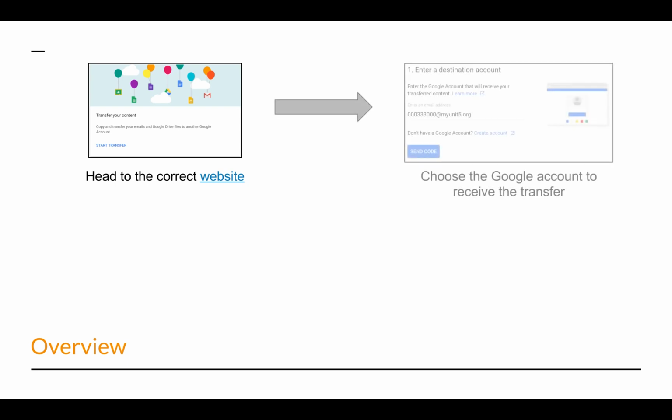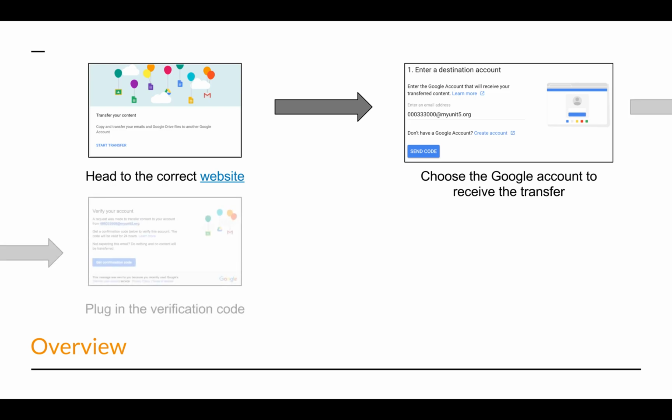So let's first take a broad overview here. The first thing we're going to need to do is get to the correct website, which sounds simple, but Google's changing this stuff all the time, and we want to make sure we get to the website that allows us to transfer our content. And I've linked that here, but I will show that to you in just a moment as well. Once we're there, we're going to sign in with our district Google account, the one that we want to take our things out of, and then we're going to plug in the email address of the Google account that we want to transfer our things to.